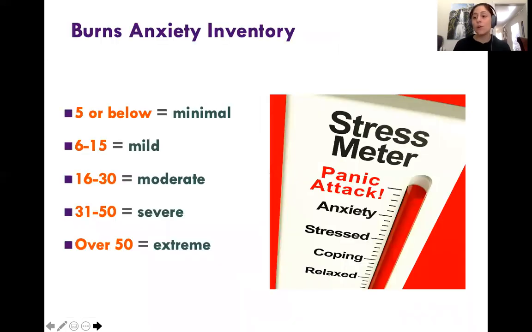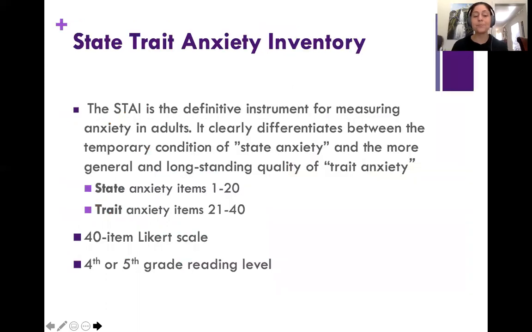Okay, so once you've added everything up, you would then look at the scoring breakdown here. And the scores give you a certain level of anxiety or a certain level of distress associated with anxiety, which can be helpful for diagnosing and can help to justify your diagnosis when you're looking at an anxiety disorder. So that is the Burns Anxiety Inventory.